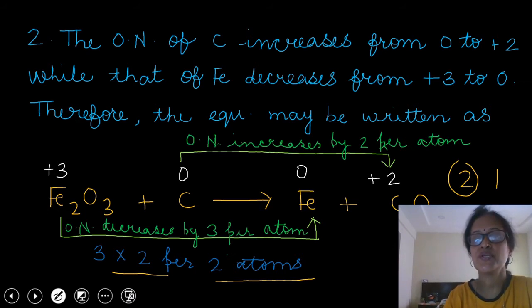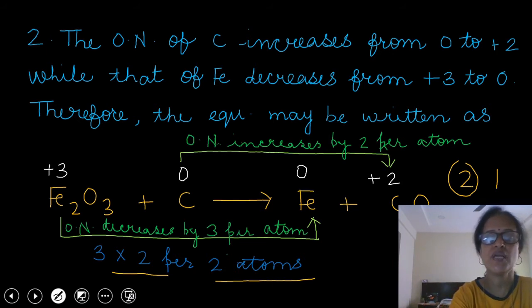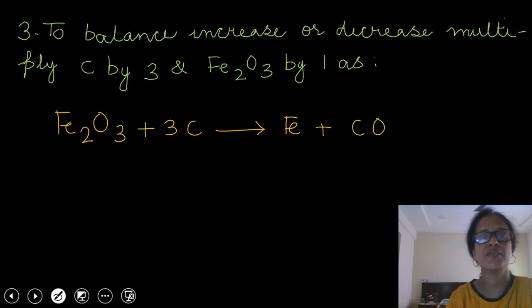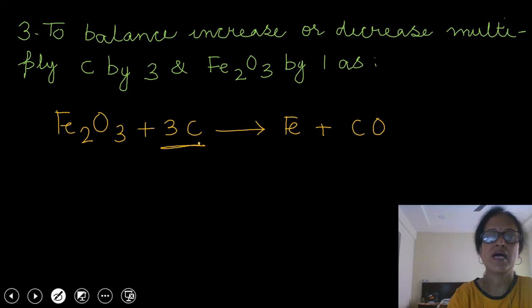So what we will do in the next step, we will make the increase in oxidation number and the decrease in oxidation number equal by multiplying them with a suitable term. So we will multiply carbon by the term 3 and Fe2O3 by the term 1. So this is shown in the next step. We have multiplied carbon with the term 3. Now, in the next step, we have to balance all other atoms except hydrogen and oxygen. So we can see carbon is 3 and iron is 2. So we will balance them in the product side in the next step.